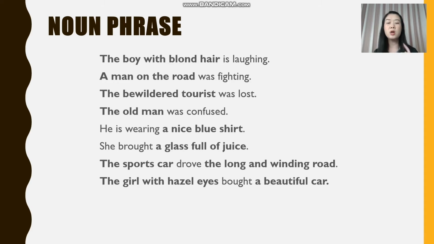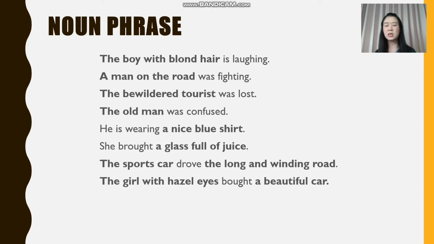A man on the road was fighting. Once again, it's pretty similar because the word man is the head word for this noun phrase, and a, that is the article before this noun. On the road, that is preposition phrase right after that noun. So it means that if we are talking about the noun phrase with modifier after the noun, they normally are preposition phrases.